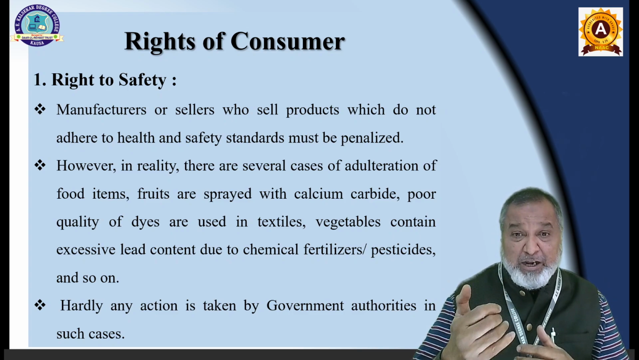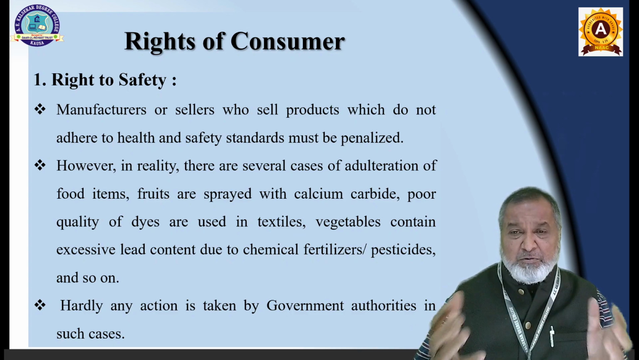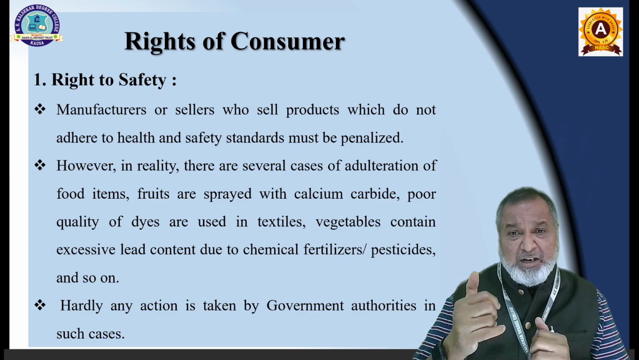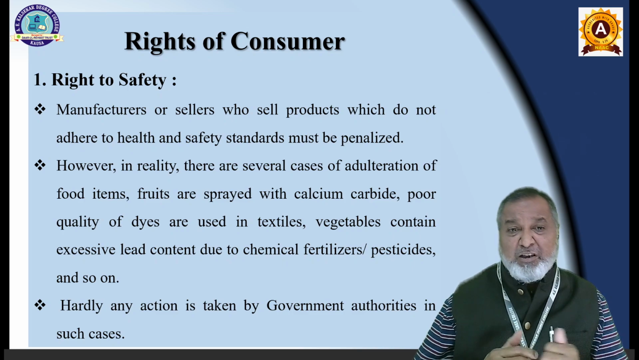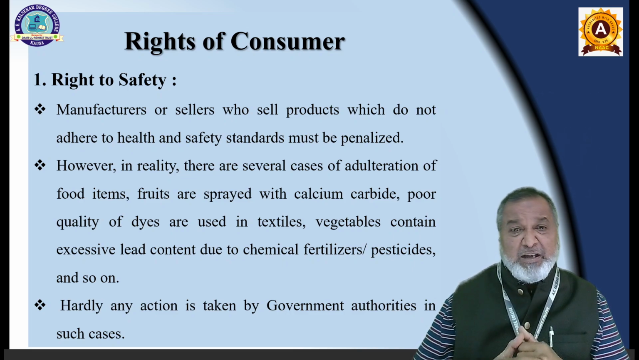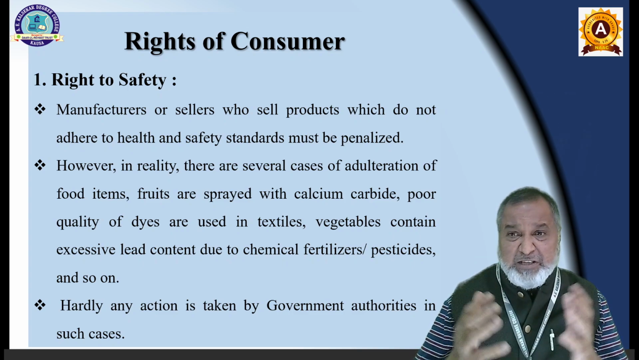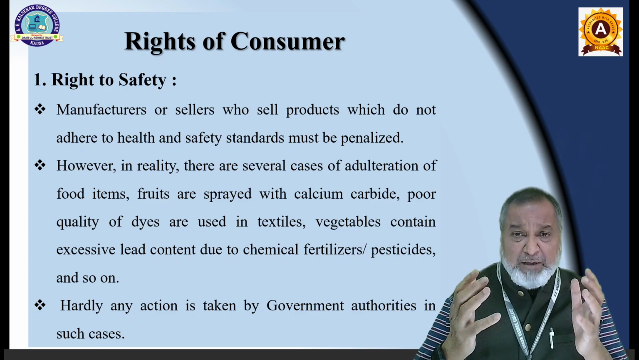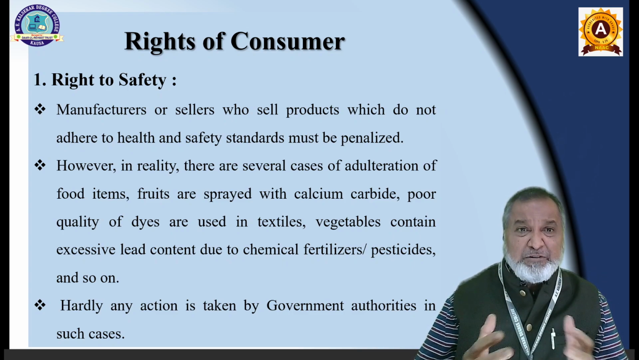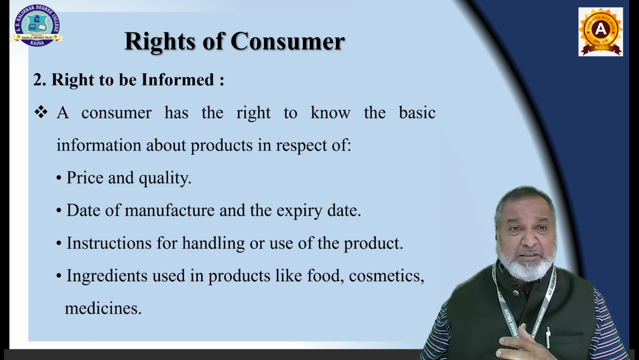Fruits are being sprayed with calcium carbide to ripen very fast. Mangoes or whatever food we purchase from the market, calcium carbide has been used. Poor quality dyes are used in textiles, because we are wearing the clothes, so poor quality dye should not be used in textiles. Vegetables contain excessive lead content due to chemical fertilizers and pesticides and so on. So this is the thing we have to be aware of regarding the right to safety. Hardly any action is taken by the government authorities in such cases.